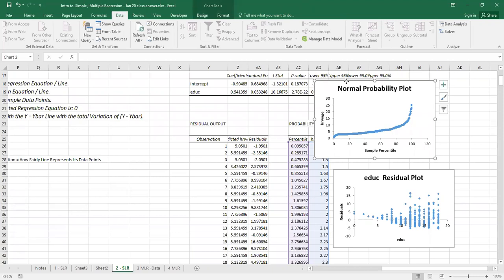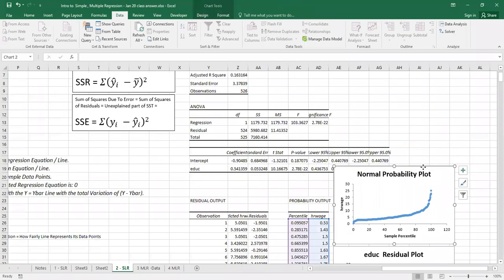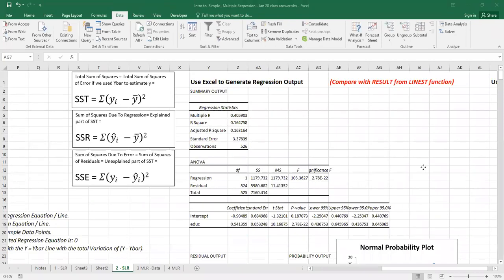Okay, so you have the two plots, you have the residual output, and you have the probability output. Let's look at our output here, guys. So you have three outputs here in Excel. You have the regression statistics, you have the analysis of variance, ANOVA, and then you have the individual parameter outputs. This is the intercept, this is education. So very quickly, let's take a look at this.